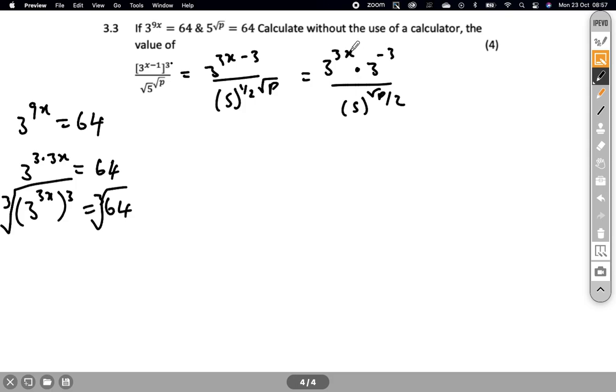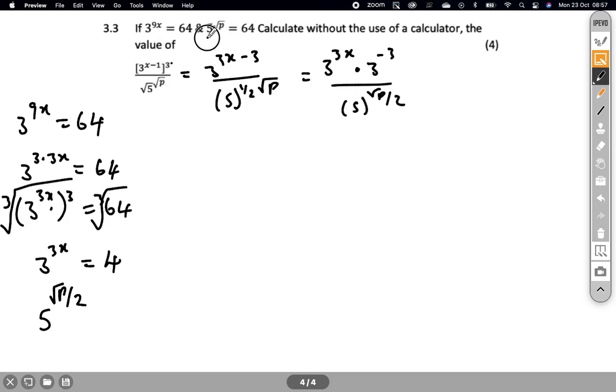Now we can take the cube root of both sides. Remember, we are doing this because we have 3 to the power 3x, and now we have 3 to the power 3x over here. So we just want to isolate that. So we would be left with 3 to the power 3x is equals to cube root of 64, which is 4. Okay, now we can go to the 5 to the power square root of p. Now, as you can see over here, we have 5 to the power square root of p divided by 2.